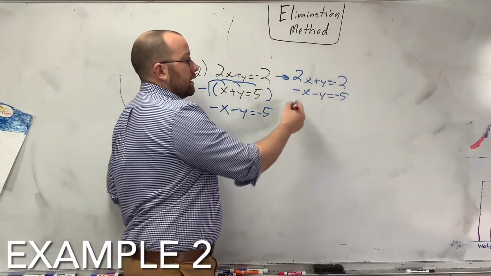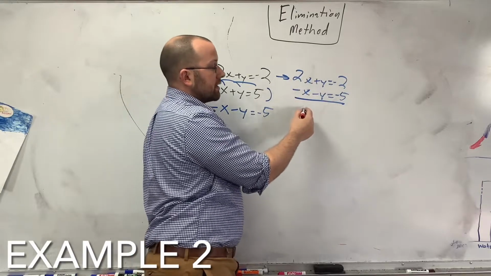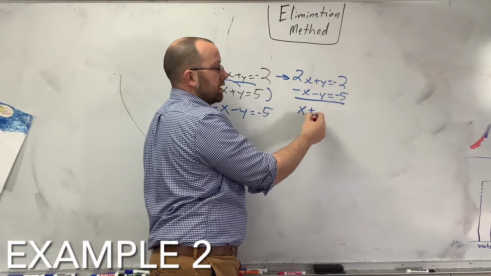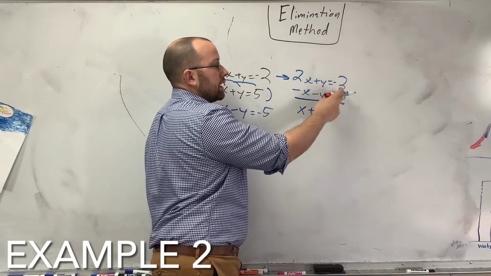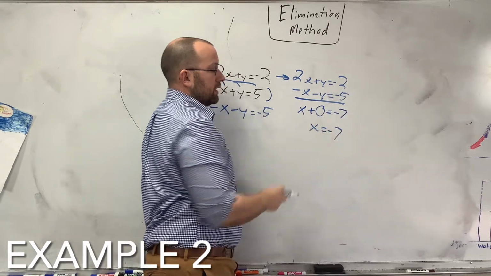Alright, so now I combine them. So 2x minus x just gives me x. y minus y gives me 0. Negative 2 minus 5 gives me negative 7. So x equals negative 7.